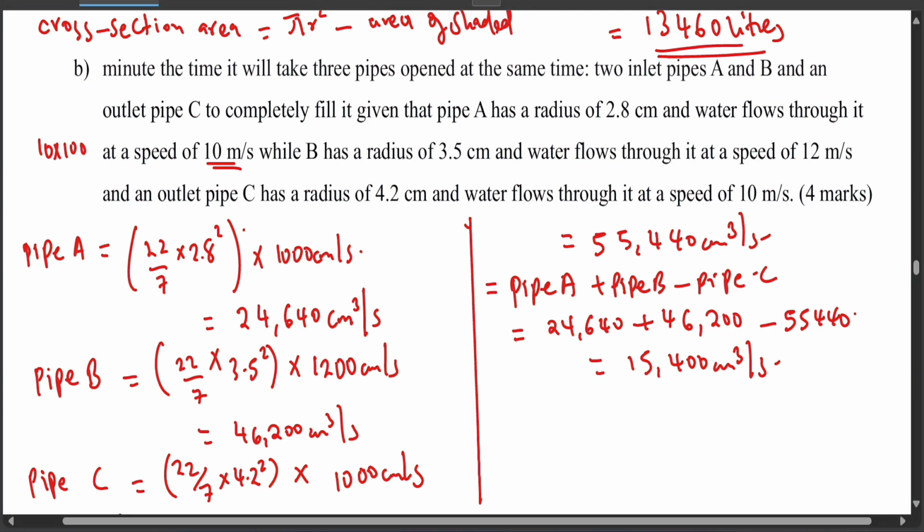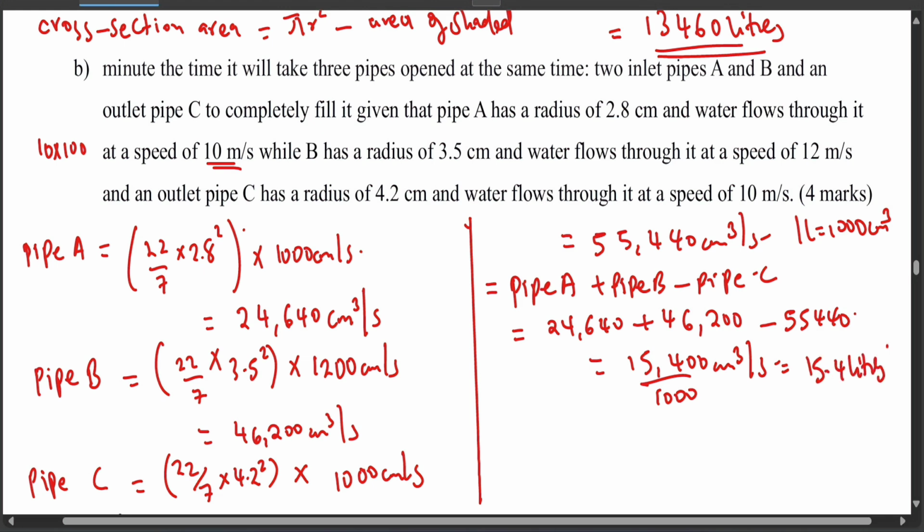13,460 liters. Cubic centimeter waweza ukabadilisha kwa nini kwa liters. So already you should know that 1 liter is equal to 1,000 cubic centimeters. So therefore, if you want to change cubic centimeter to liter, divide by 1,000. So let's divide by 1,000 here. And how much does it give us? Divide by 1,000, itakupa 15.4 liters per second.